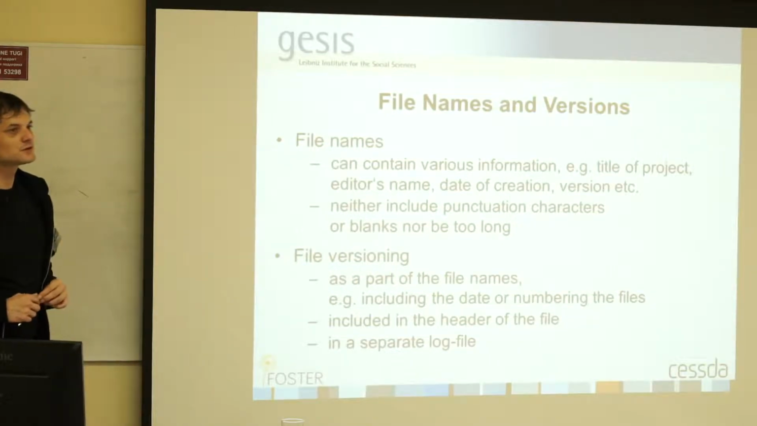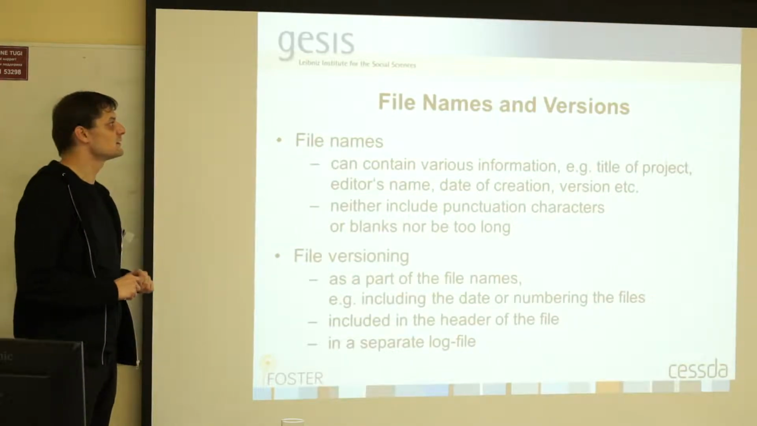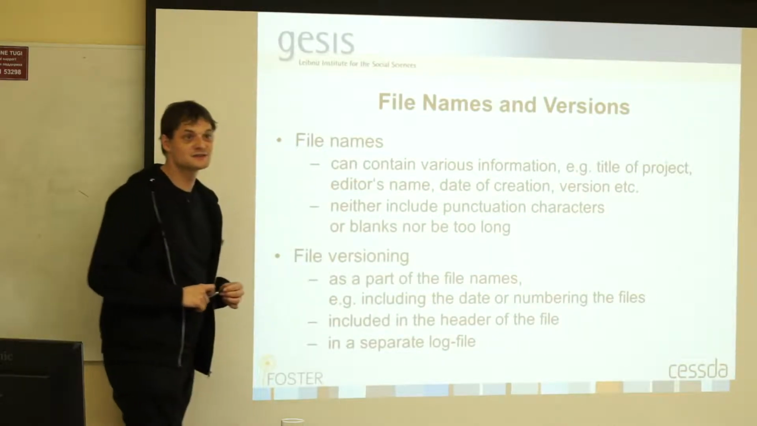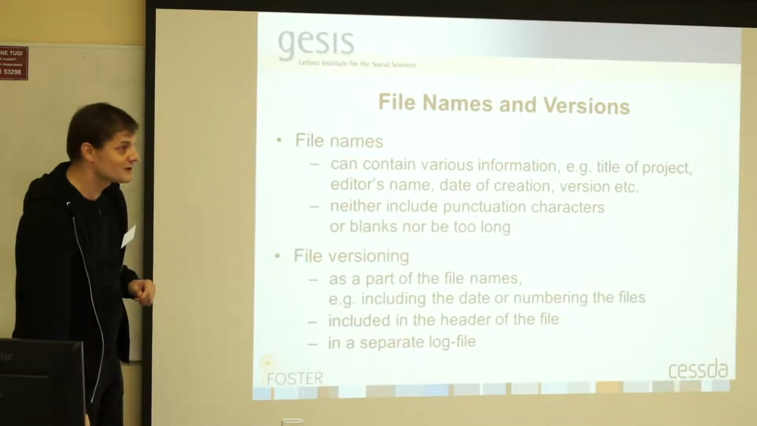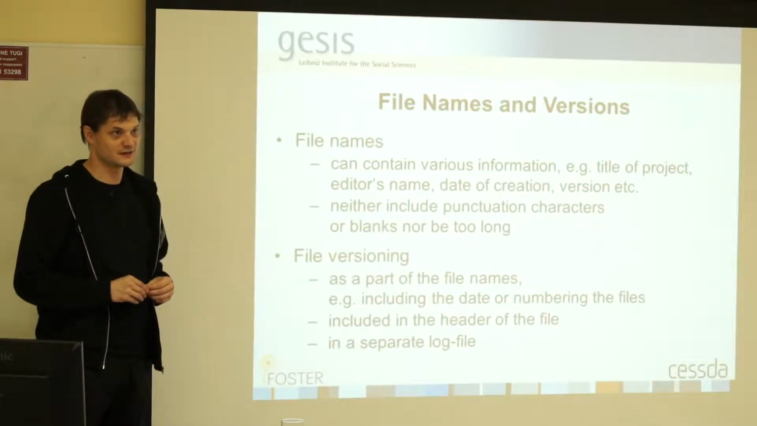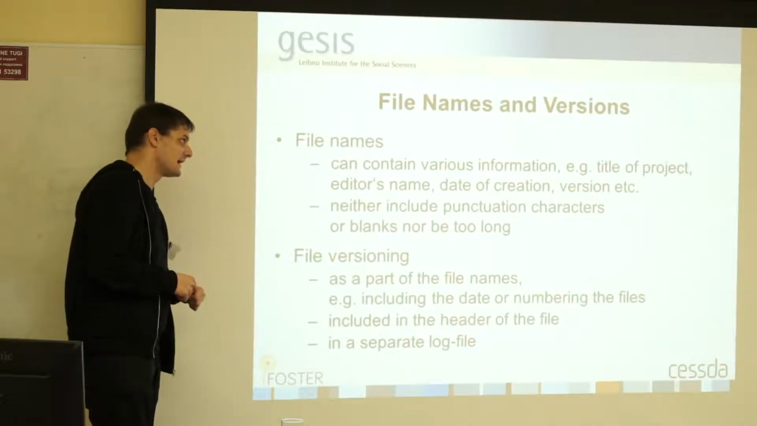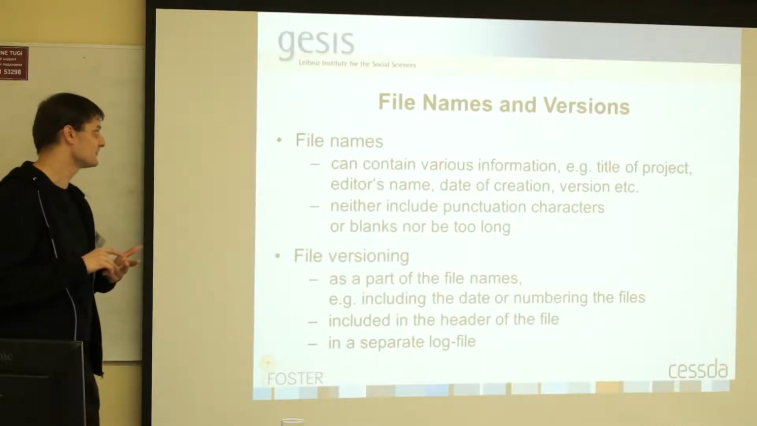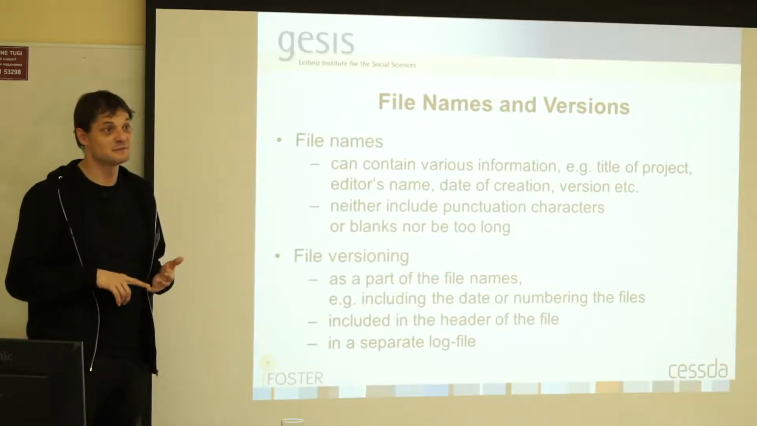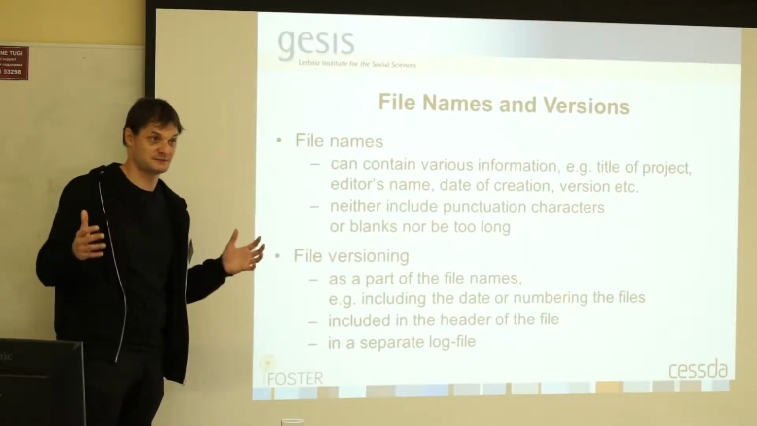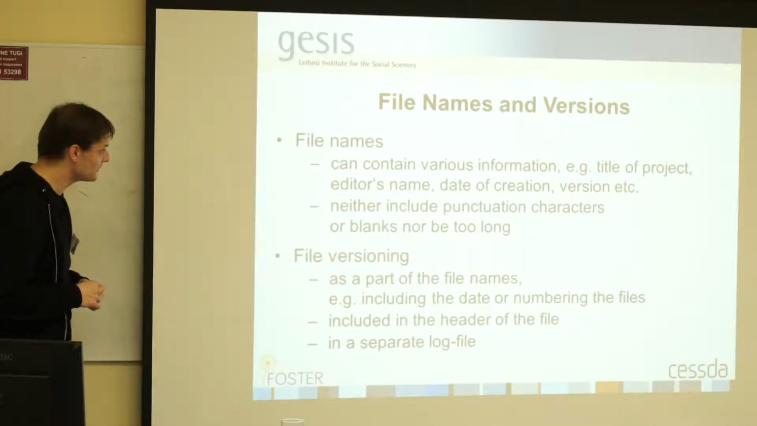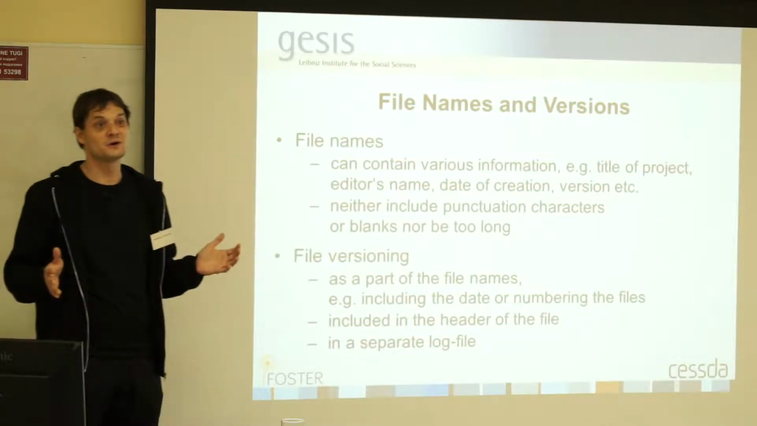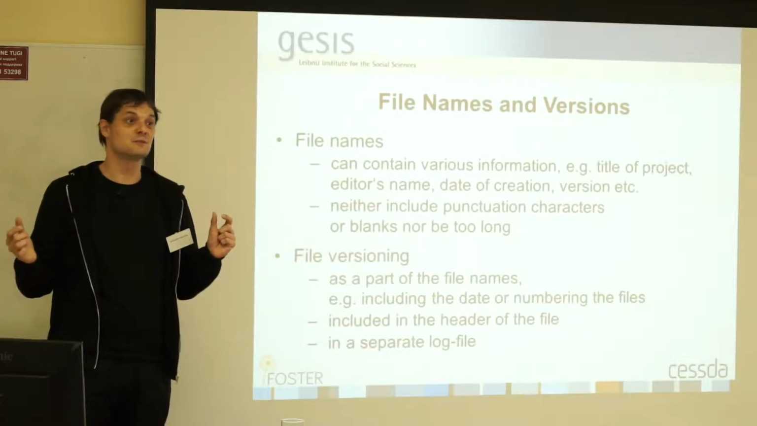The second aspect in regard to organizing files and folders is thinking about file names and file versions. In regard to file names, of course, file names are of importance because they identify a certain file, and you can put a lot of information in a file name, like the type of data that is included, the name or the title of the research project, the title of the file itself, the editor's name, the version, the date of creation, and all these stuff. What you should keep in mind is the more things you include in a file name, the longer the file name becomes, and at some point you cannot see the whole file name in your browser anymore.